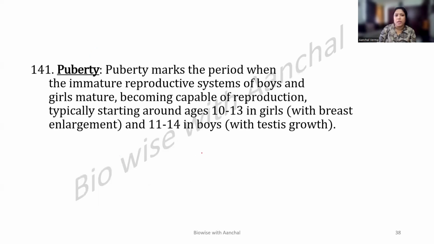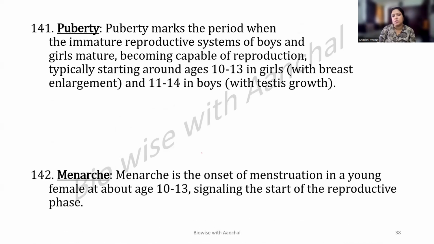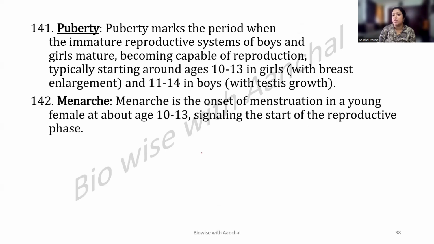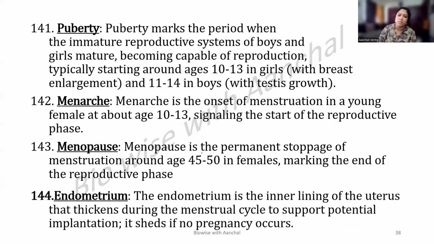Puberty marks the period when the immature reproductive system of boys and girls matures, becoming capable of reproduction, typically starting around the age of 10 to 13 in girls and 11 to 14 in boys. Menarche is the onset of menstruation in young females at about age 10 to 13, signaling the start of reproductive phase. Menopause is the permanent stoppage of the menstrual cycle in the females, generally in the age 45 to 50, marking the end of the reproductive phase.